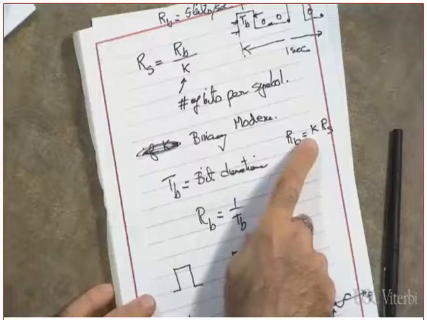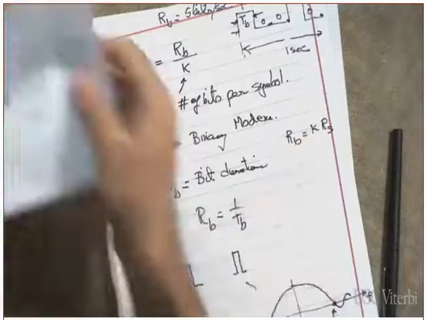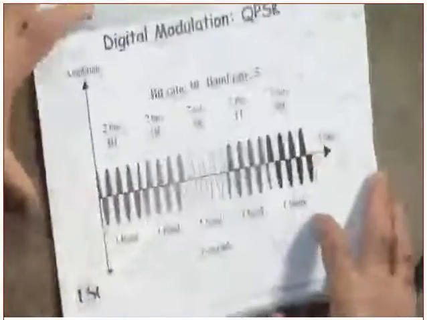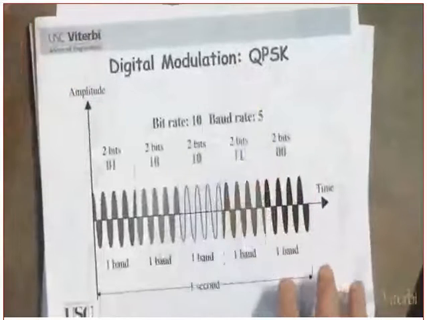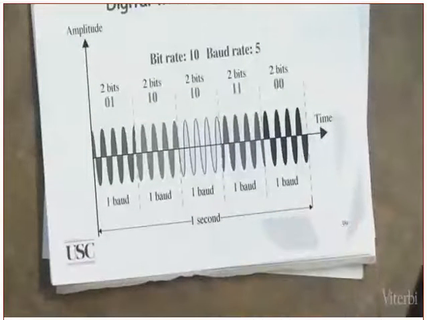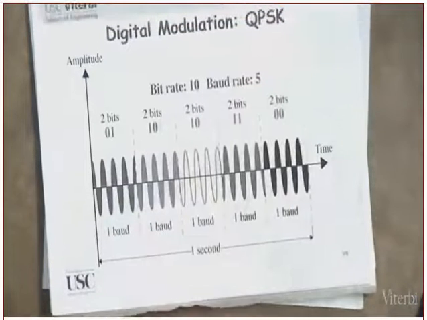So what is the other option? To increase K. Tell me, what am I doing here? Answer me. Well, first of all, what did I call this modulation scheme? QPSK. QPSK stands for what? Quadrature phase shift keying. Explain it to me.